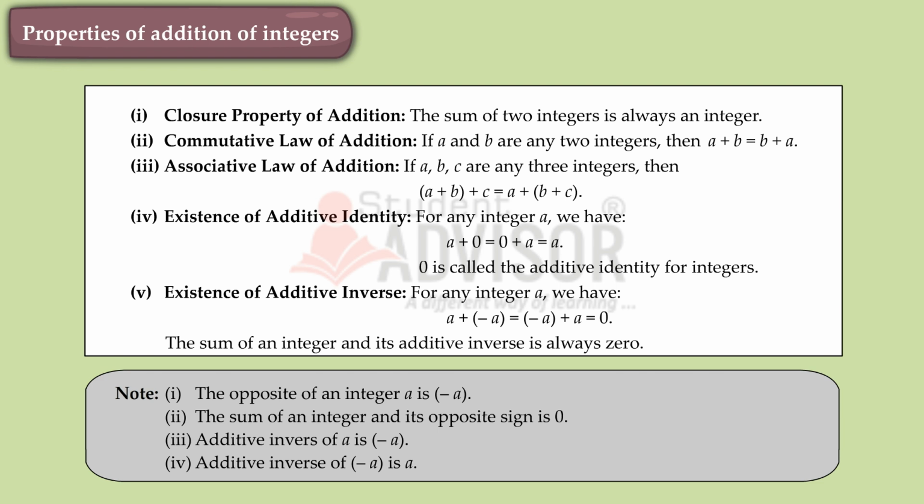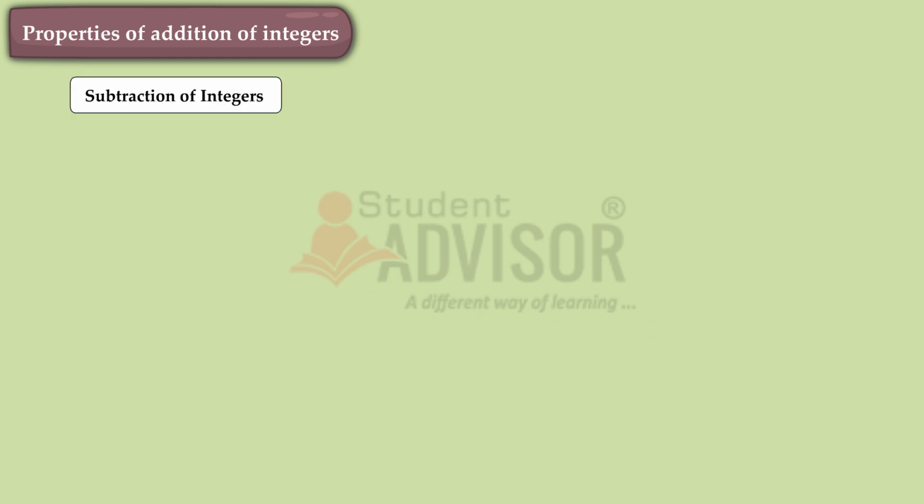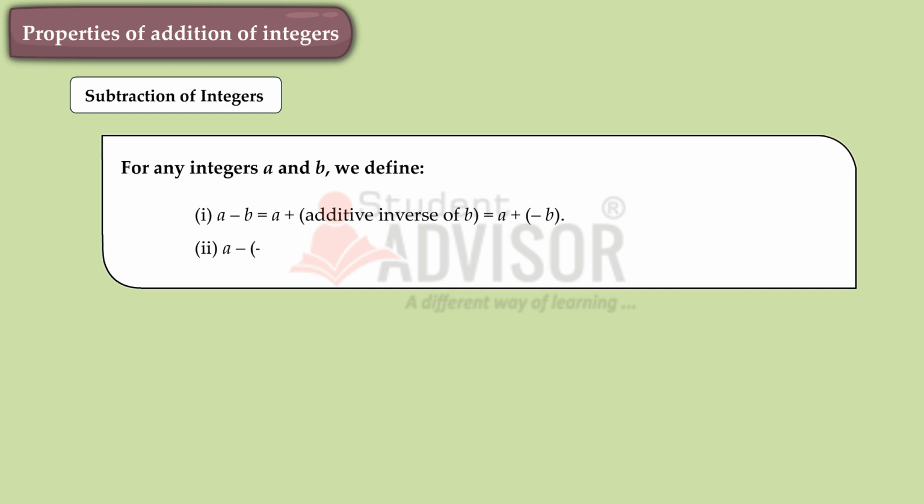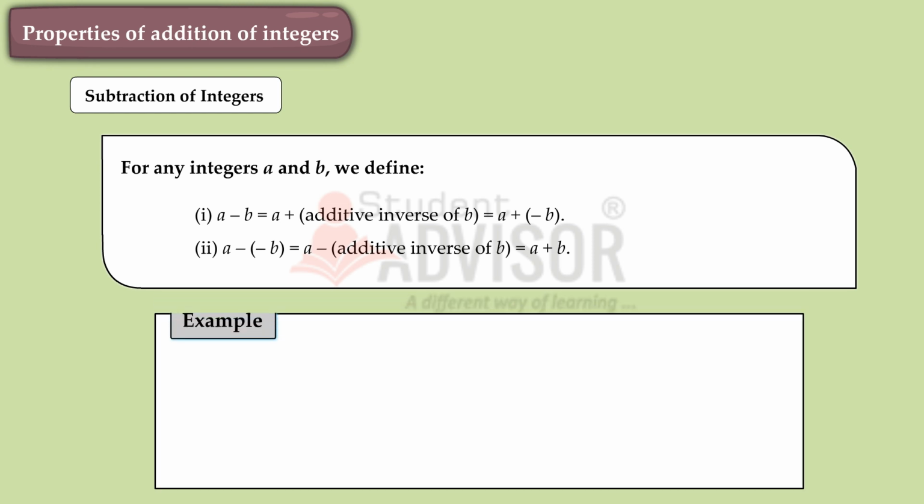Subtraction of integers. For any integers a and b, we define a minus b is equal to a plus the additive inverse of b, which is equal to the sum of a and minus b. The difference of a and minus b is equal to the difference of a and the additive inverse of b, which is equal to the sum of a and b. Study the given example.